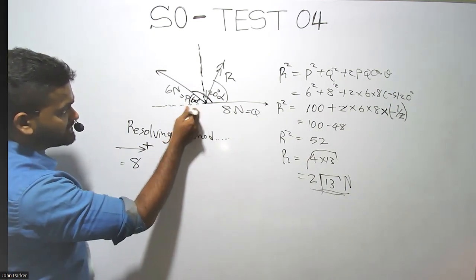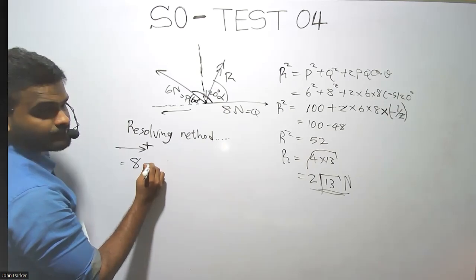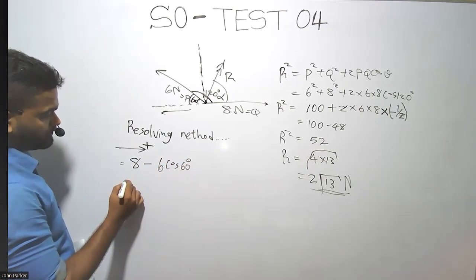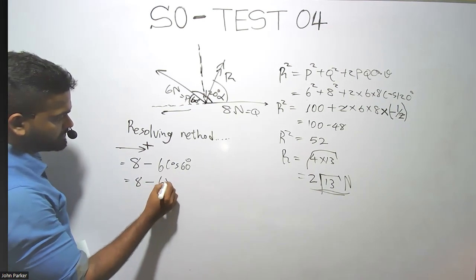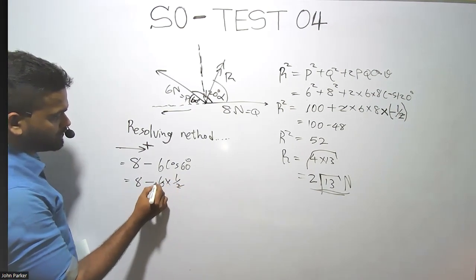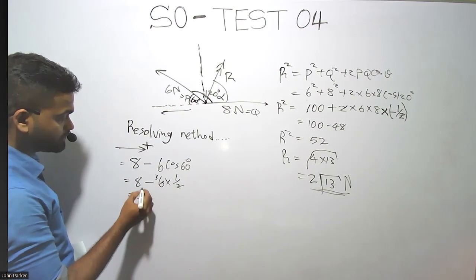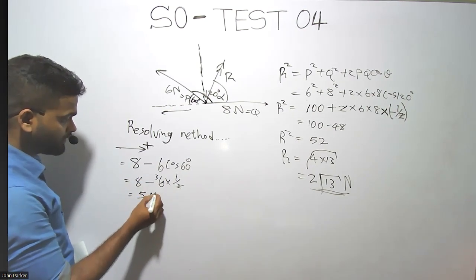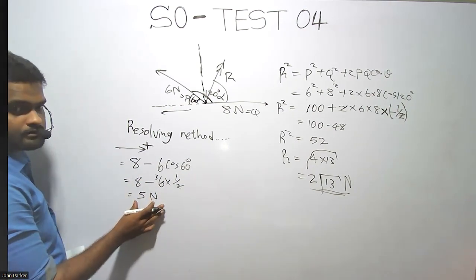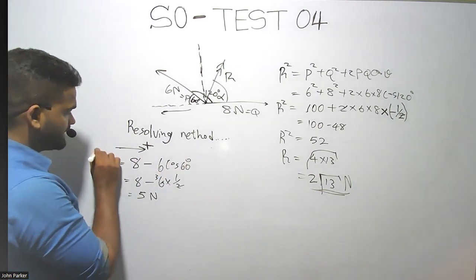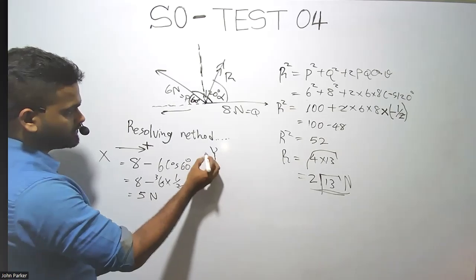But since it is to this direction, you can put a minus there. 6 cos 60. So when you simplify this, 6 times 1 over 2. So this is 5 minus 3, that is just 8 minus 3, that is 5. So to this side, there's 5 Newton, x direction. Let's say x direction. Then to y direction.